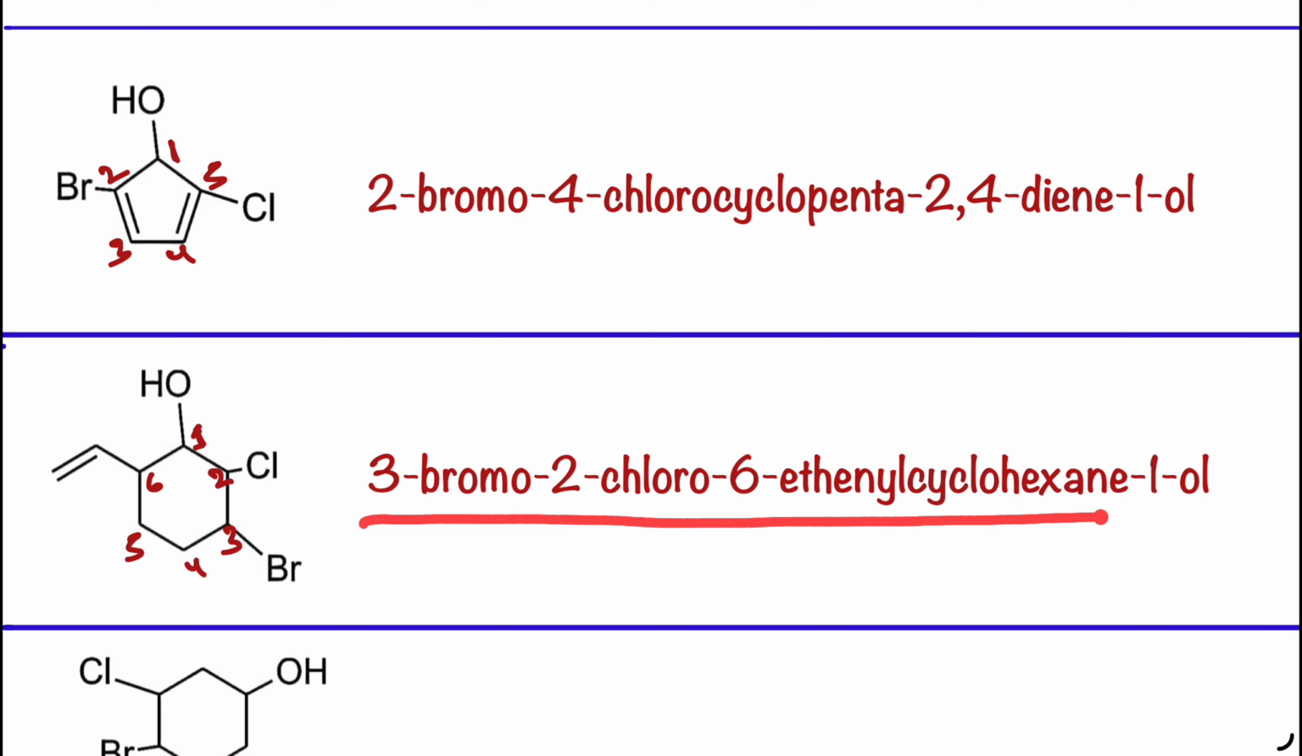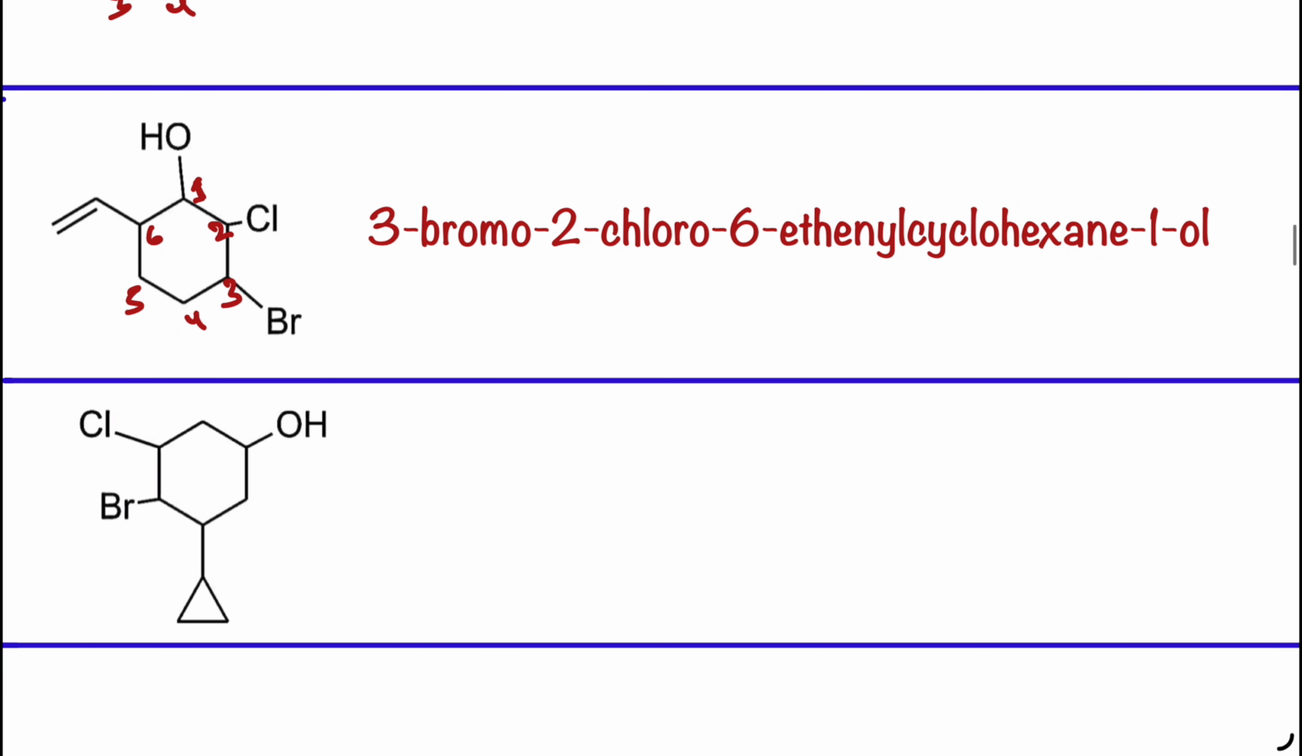You can see the correct IUPAC name. Now let us move on to the next example. The OH-containing carbon will receive the first priority.